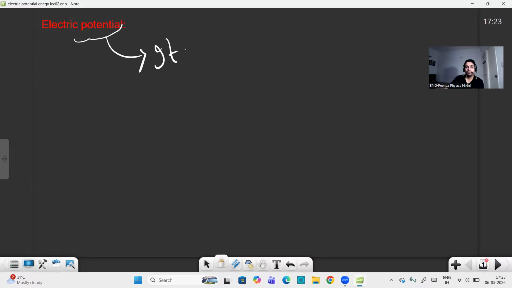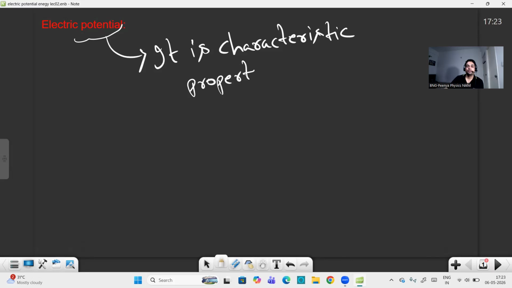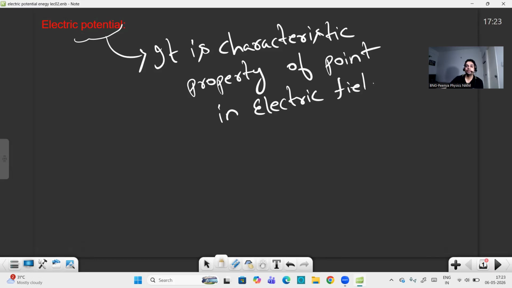So it is a characteristic property of a point in the electric field region. Now the question arises: how is it a characteristic property?